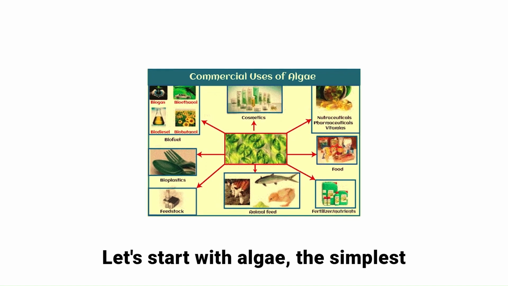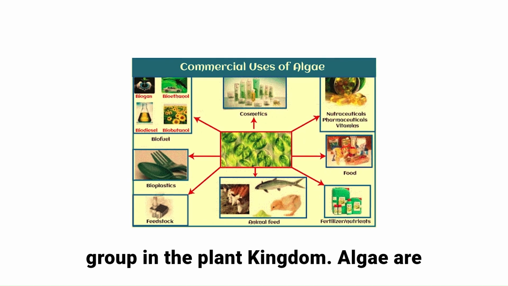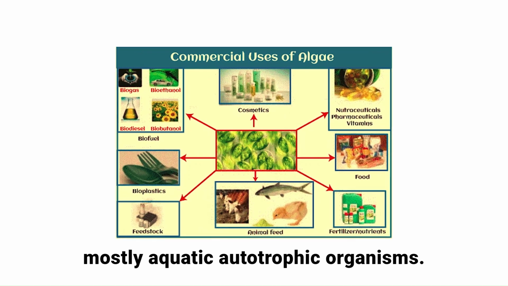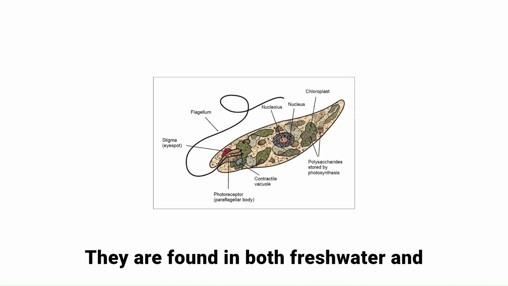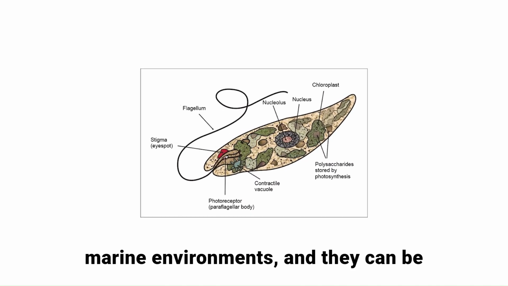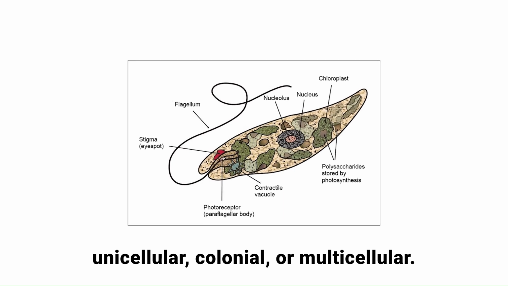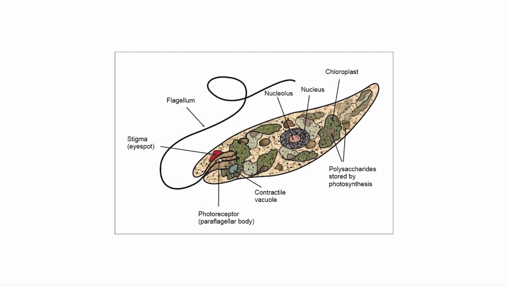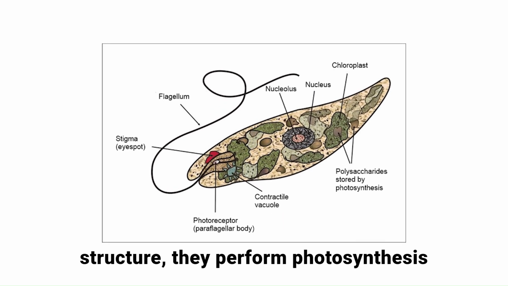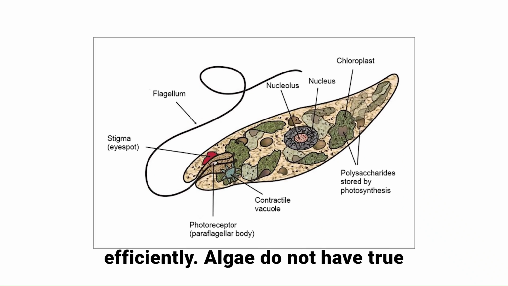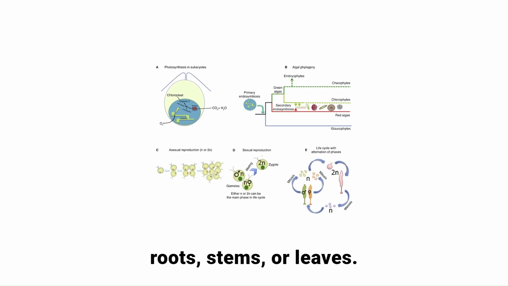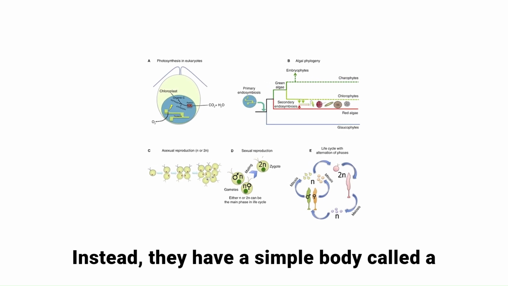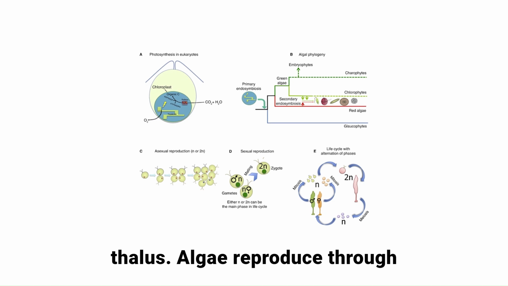Let's start with algae, the simplest group in the plant kingdom. Algae are mostly aquatic, autotrophic organisms. They are found in both freshwater and marine environments, and they can be unicellular, colonial, or multicellular. Though they lack a well-defined body structure, they perform photosynthesis efficiently. Algae do not have true roots, stems, or leaves. Instead, they have a simple body called a thallus.